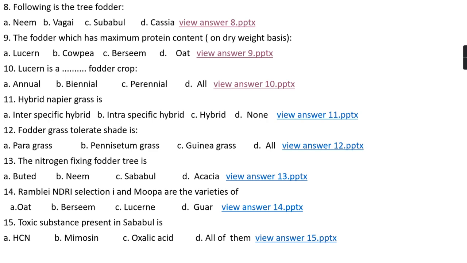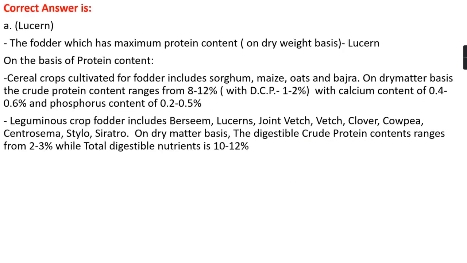Question number 9. The fodder which has maximum protein content on dry weight basis is option A, lucerne, option B, cowpea, option C, berseem, option D, oats. The right answer is option A, that is lucerne. The fodder which has maximum protein content on dry weight basis is lucerne.